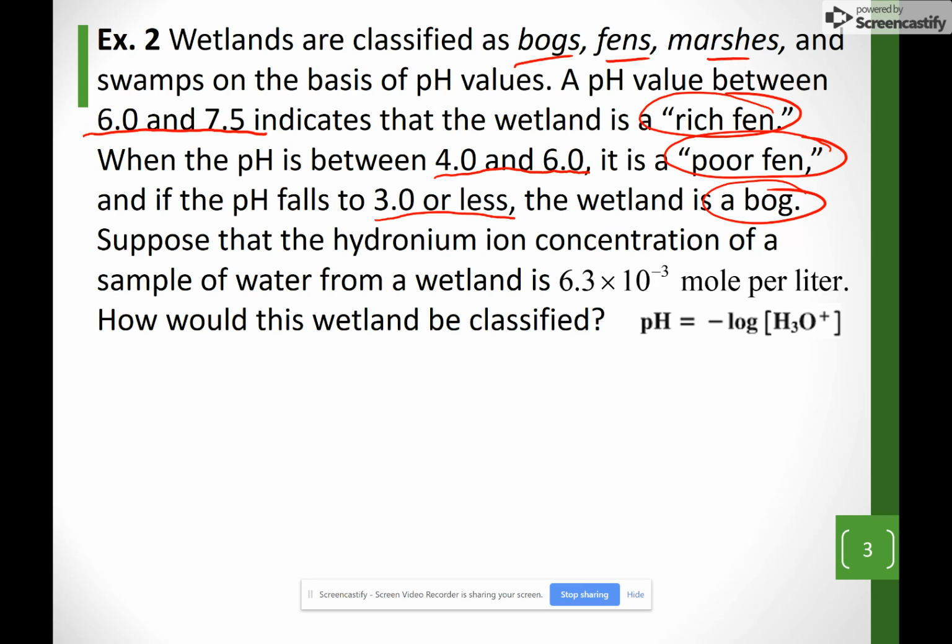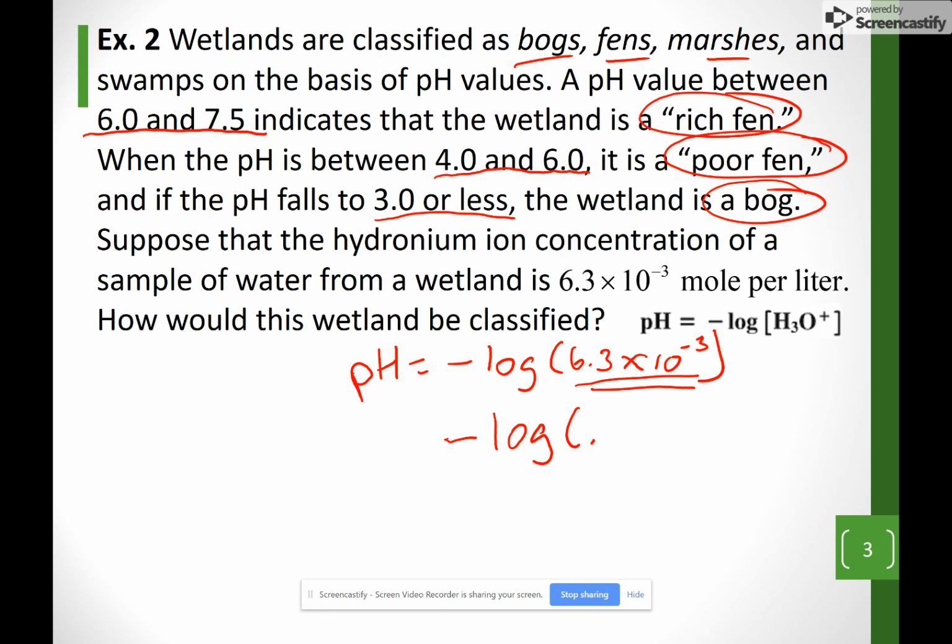So we're going to get that pH is equal to negative log of 6.3 times 10 to the negative 3. If you can type that in your calculator, by all means do so. If not, keep in mind that 6.3 times 10 to the negative 3 means move the decimal 3 places to the left. So that is the same thing as negative log of 0.0063.